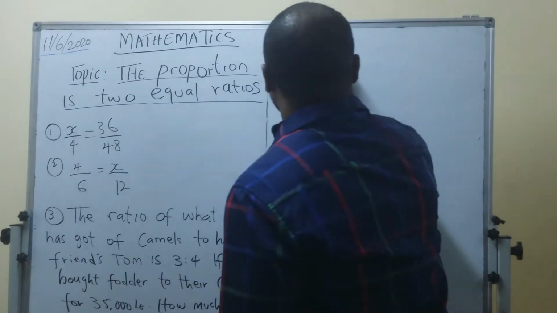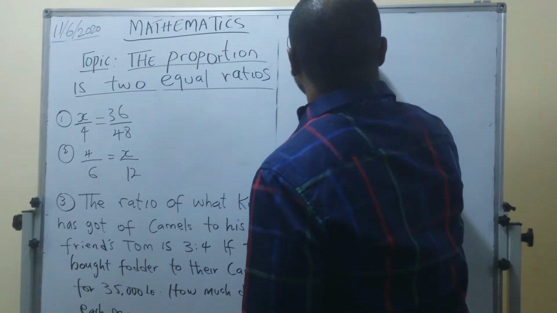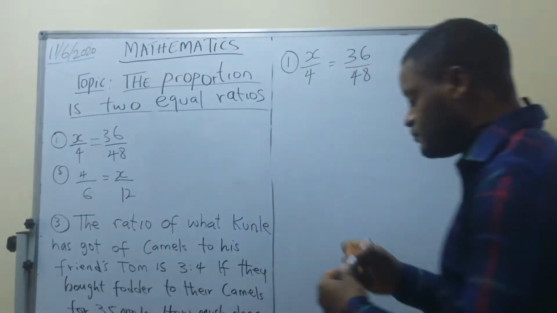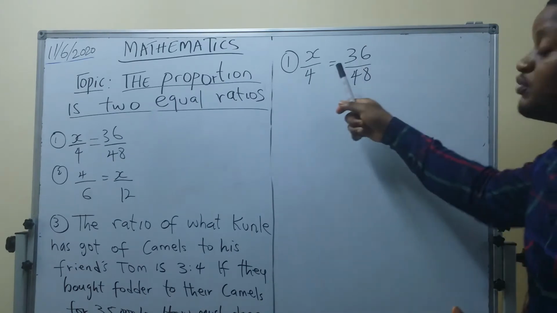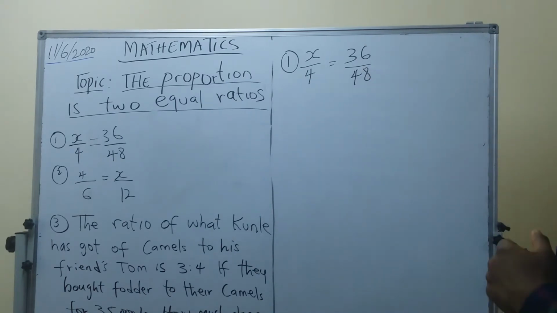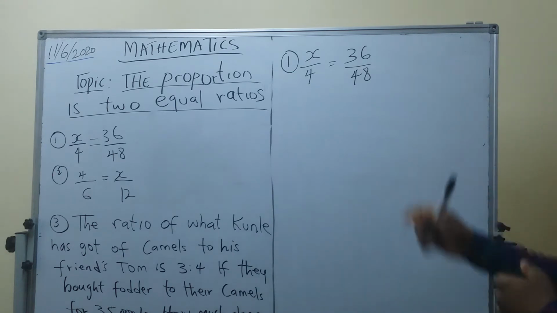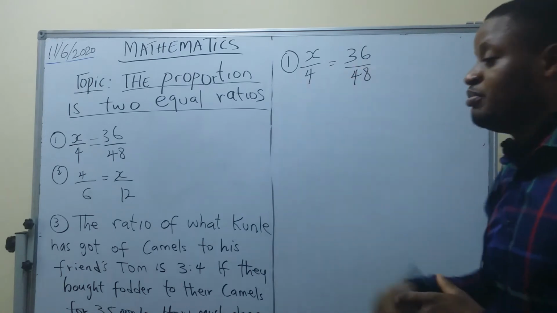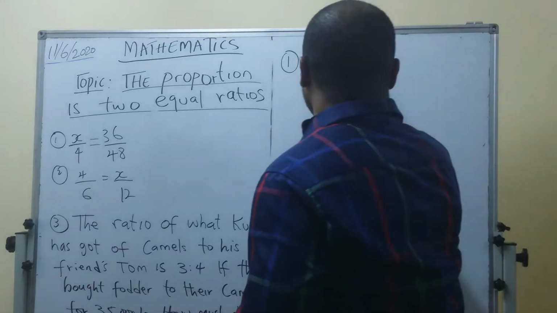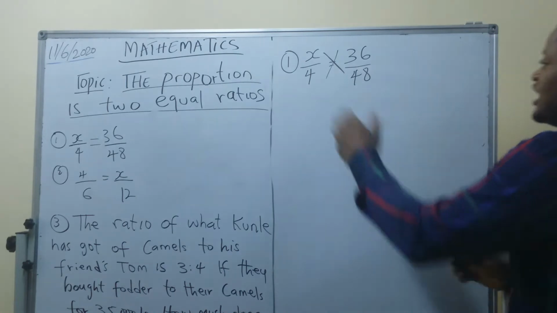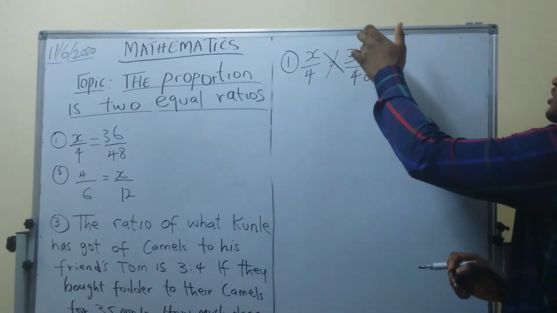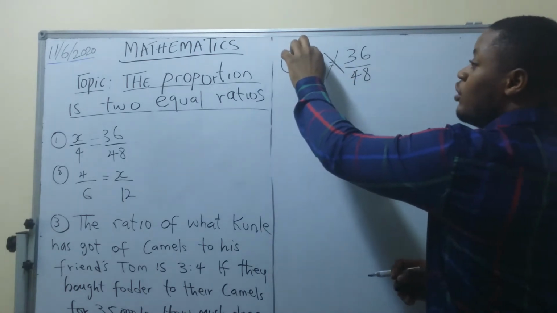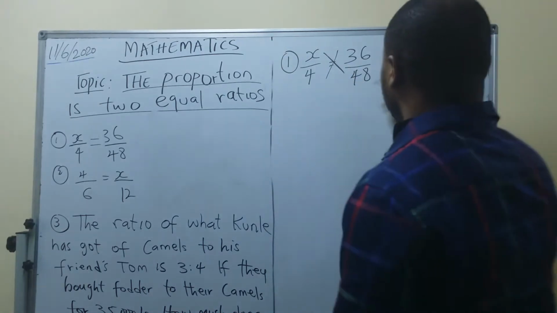Now, question one, x over 4 is equal to 36 over 48. The method we are going to use here is cross multiply. What did I say? Cross multiply. That's what we call cross multiply in mathematics. That is, the number below here is going to multiply the number up here, while the number below here is going to multiply the value here. So I proceed.